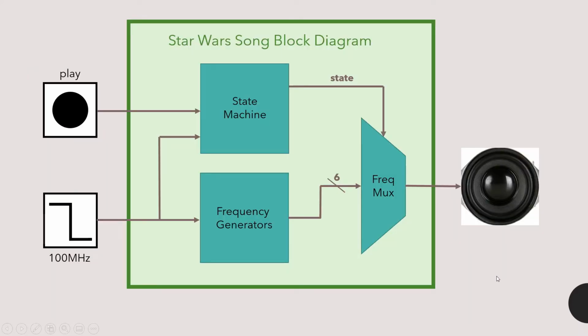Here's the block diagram. I have a button, button D, that I'm going to use to start the song, and it'll only play once until I hit the button again. The 100 megahertz clock from the Basys 3 feeds the general block for those 6 different frequencies. So I'm creating 6 different frequency generators, and those are essentially being fed into a multiplexer.